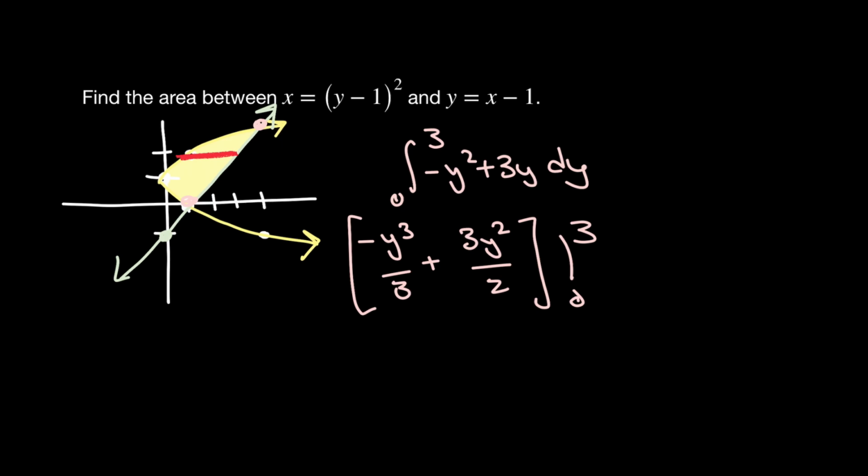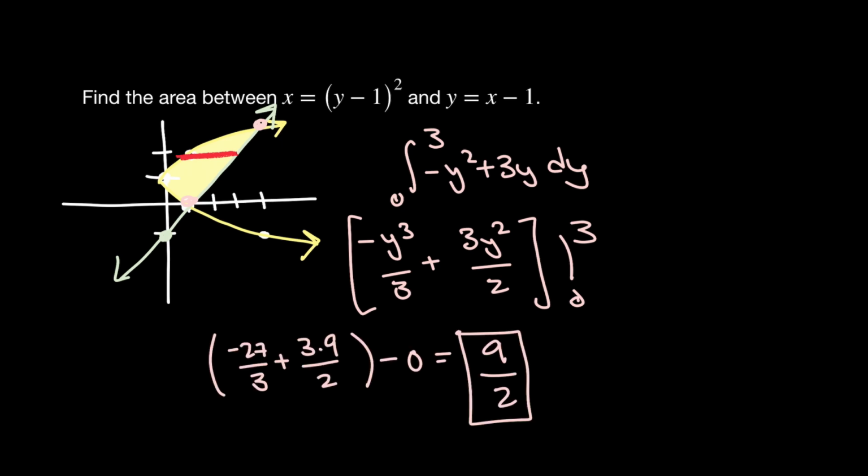My antiderivative is negative y to the third over 3 plus 3y squared over 2. I plugged in my bounds of integration, so I started by plugging in y equals 3. That gave me negative 27 over 3 plus 3 times 9 over 2. Plugging in 0, I got 0. Final answer was 9 halves. That would be the area between these curves.